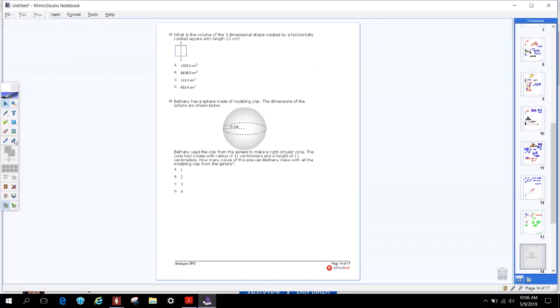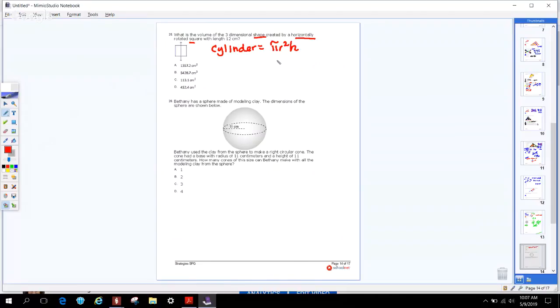Number 25 says, what is the volume of the three-dimensional shape created by horizontally rotated square? So basically, first, what shape would we get if we rotate it? A cylinder, right? I'm recording, thank you. So the formula is pi r squared height. That gives us the cylinder.